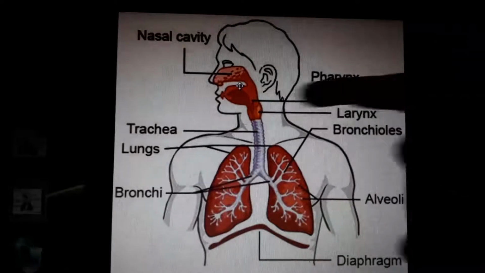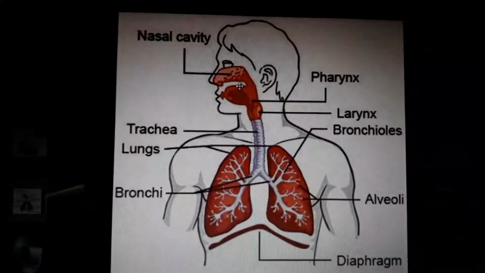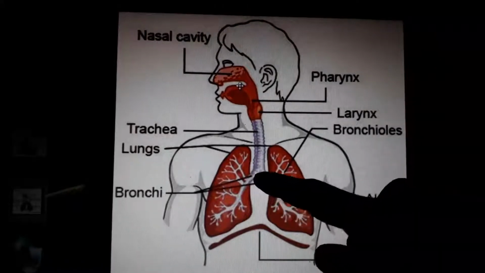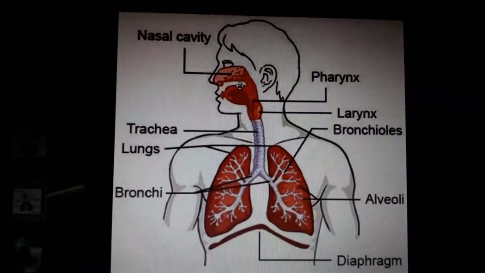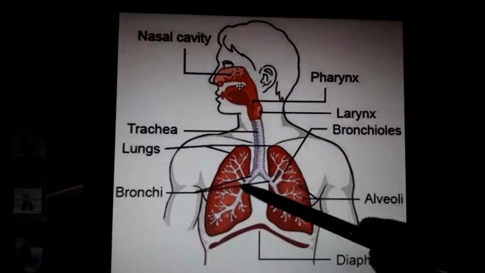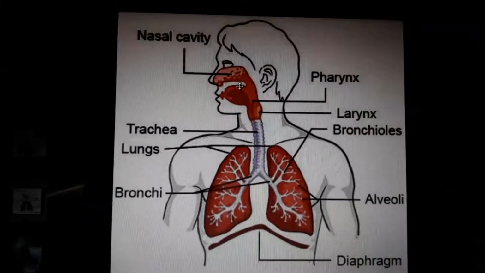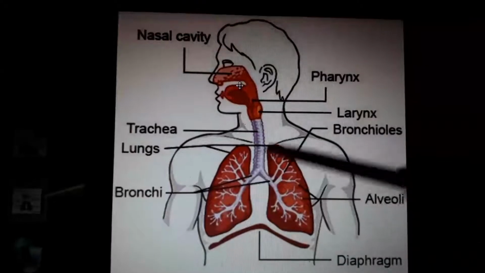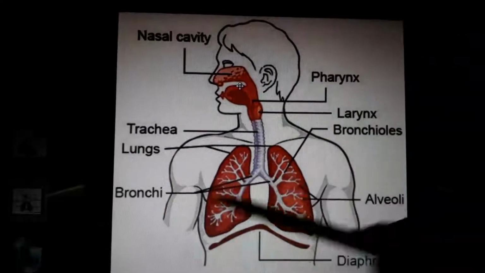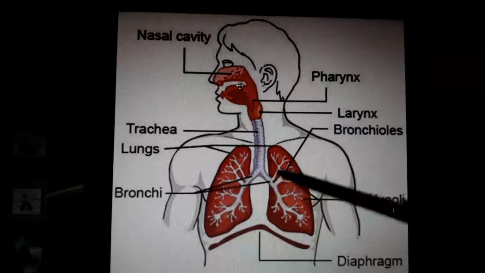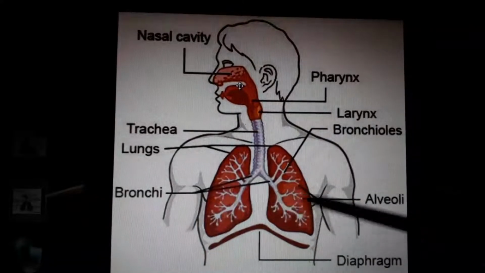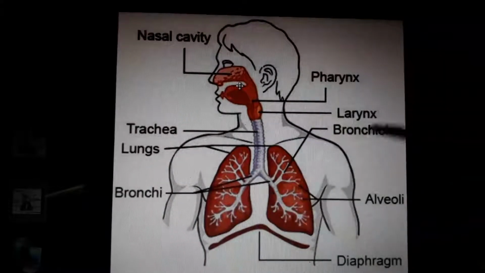So after that, through the windpipe, the air reaches where? Here, the end of the trachea. The end of the trachea is again divided into two pipes. Two main pipes, called bronchi. Understand? This is also a pipe. And again these bronchi are divided into small pipes. See, a network of pipes, and that is known as bronchioles.